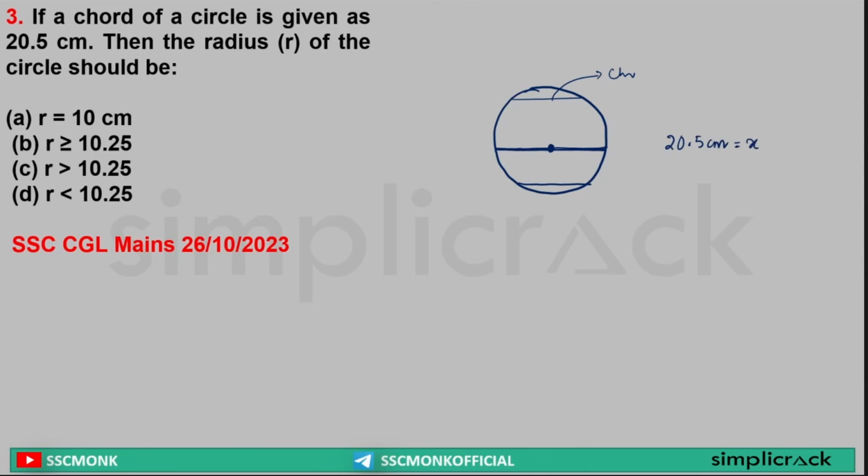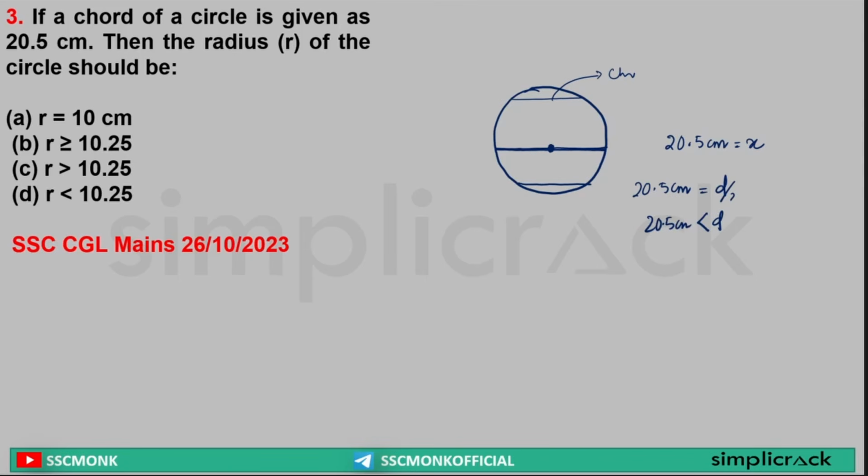Let's say this is x. Now let's say if chord length is this much, then what I just told you, the chord can be the lengthiest diameter. That means 20.5 centimeter can be the diameter, or the diameter will be greater than 20.5 centimeter. Simple. But sir, here we are talking about the radius.